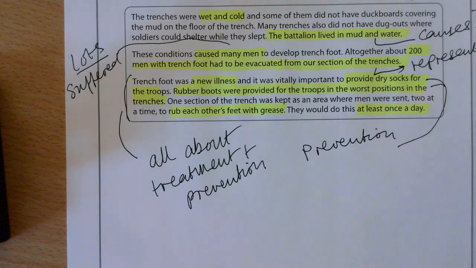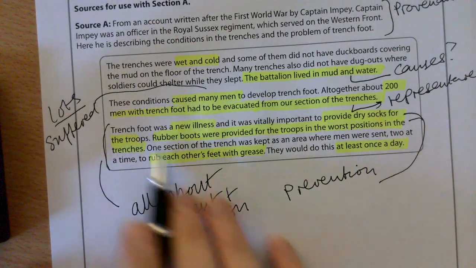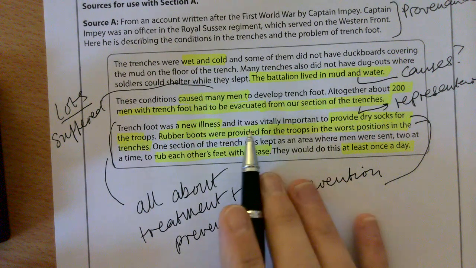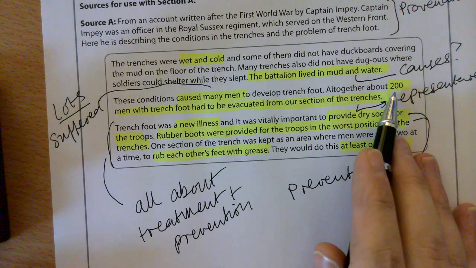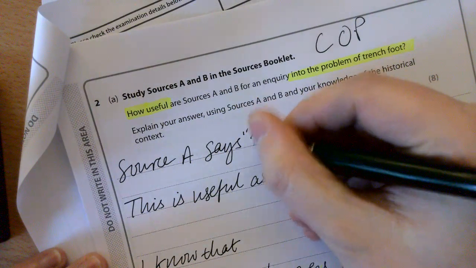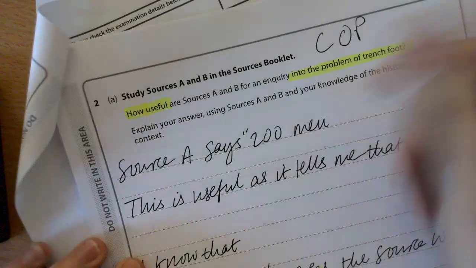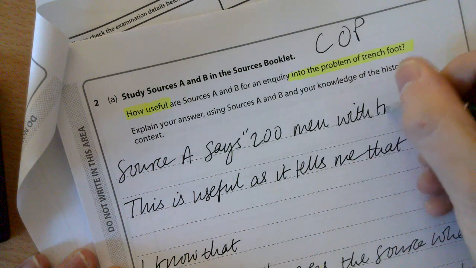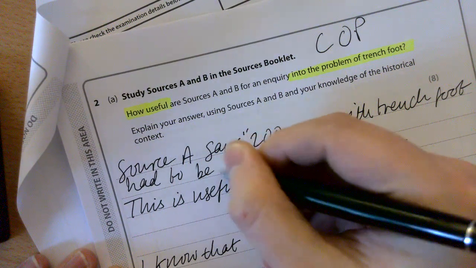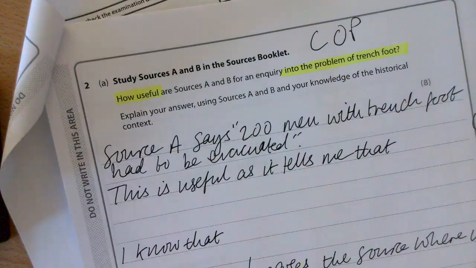So this is where I return over here and I just pick something. It's got to be linked to trench foot though. So I'm going to go for one of the prevention bits down here. Okay, no, I'm not. I'm going to go for one of these actually. It says 200 men with trench foot had to be evacuated. So I'm going to whack that in here. It says 200 men with trench foot had to be evacuated. Okay, so I've got my quote.